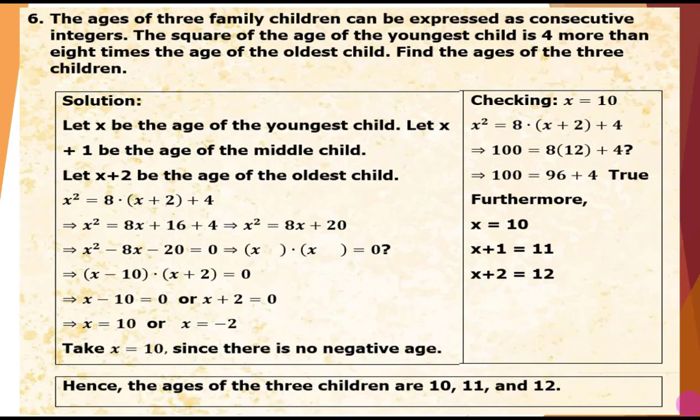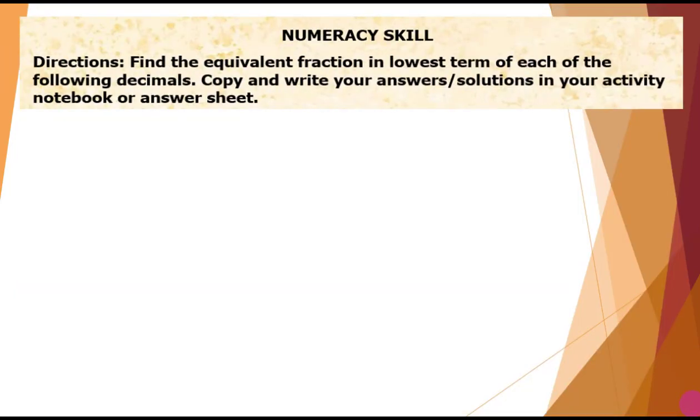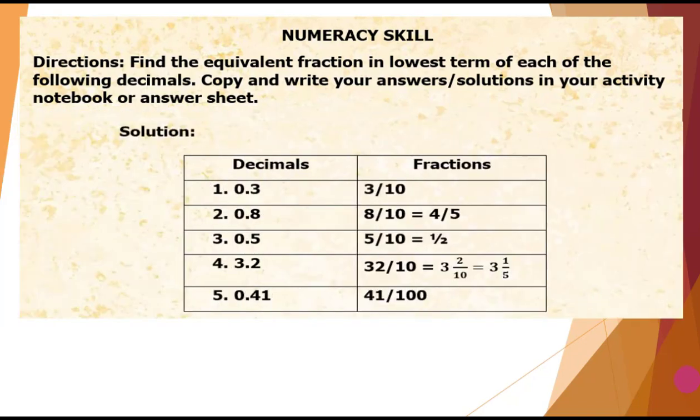Moving on to the numeracy scale, we have here directions. Find the equivalent fraction in lowest term of each of the following decimals. Copy and write your answers or solutions in your activity notebook or answer sheet. For number 1, we have the decimal 0.3, its equivalent fraction is 3/10. For number 2, it's 0.8, then it is 8/10 or 4/5. Number 3, 0.5, we have 5/10, and that is equal to 1/2.